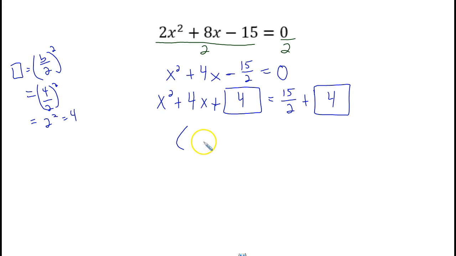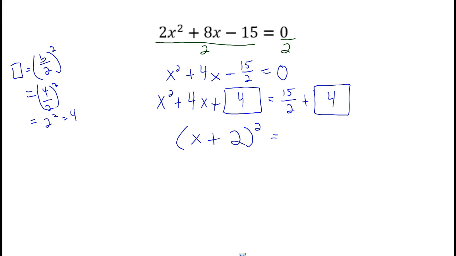called the sum or difference of two perfect squares, and you get that by putting x plus whatever you got for b over 2. So that would be 4 over 2, which is 2, so it'd be x plus 2. And the easy way to get there is to say half of 4 is 2. So that takes care of my left side. The x squared plus 4x plus 4 is now x plus 2 squared.